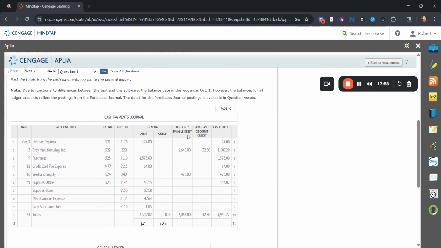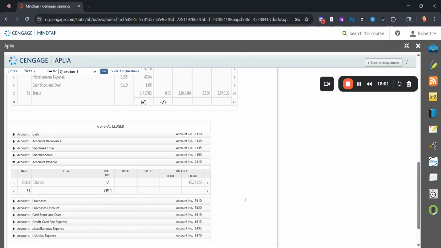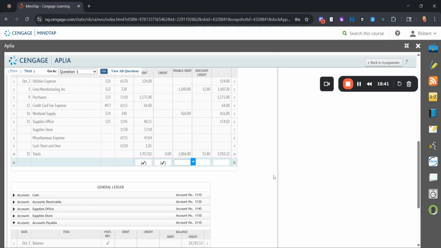And this is a debit entry, so 2066 debit. The previous balance was a credit, so we'll subtract. So 10,783 and 53 cents minus 2066 brings the credit balance down to 87,1753. And we have the account number 2110 that we're going to put at the bottom.